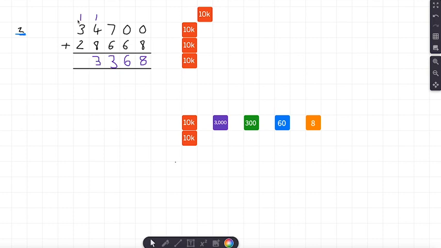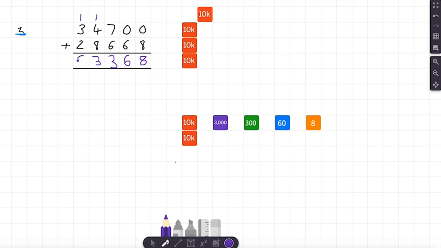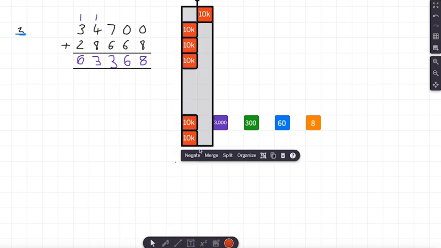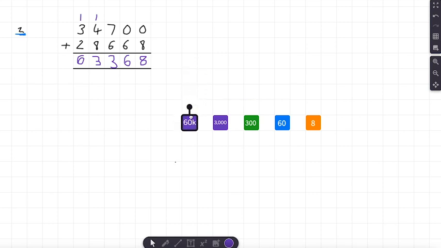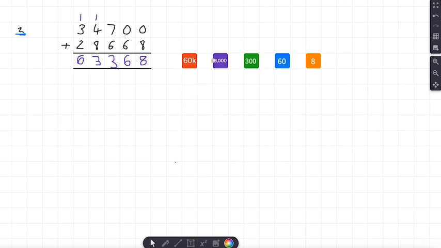Now into the 10,000s column, 1 plus 3 is 4, plus 2 is 6. So we're going to have 6 in that last column there. So our answer is 63,368. And I'll just merge these so you can see that with the counters as well. And there you go, you've got 63,368 with the counters as well.